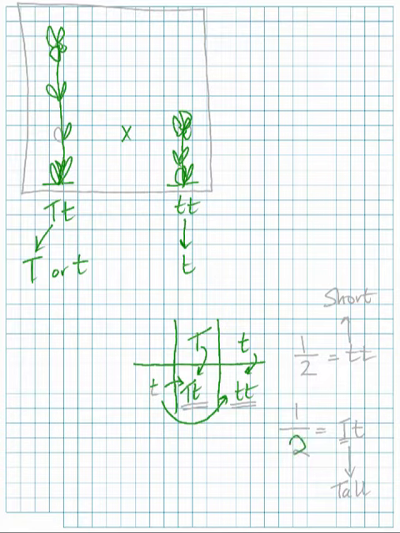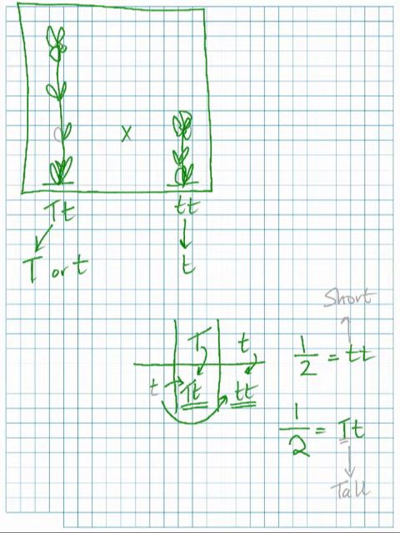So now there are two options, big T, little t, or little t, little t. So there are two options, and only one of the options is going to be big T, little t. So a half of the plants that come from the cross between these two plants, where one is big T, little t, and one is little t, little t, half would be big T, little t.